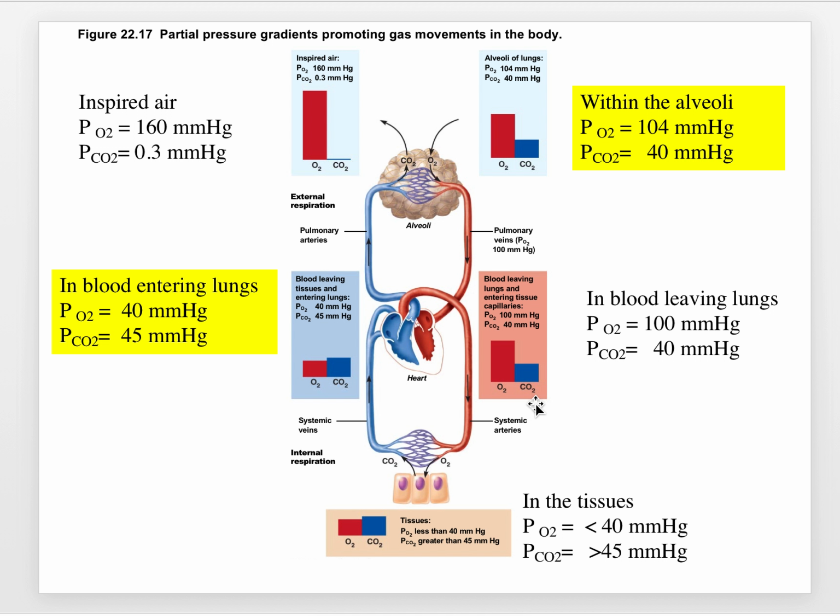Let's apply this to what happens in the body in real life. Let's take the example of when blood comes to the pulmonary circulation. Within the alveoli, remember the alveoli are coming in contact with the capillaries and gases are exchanged. In the airspace of the alveoli, the partial pressure of oxygen is 104 millimeters of mercury. Partial pressure of carbon dioxide is 40 millimeters of mercury. The blood coming into the lungs has a partial pressure of oxygen of 40 millimeters of mercury. Partial pressure of carbon dioxide is 45 millimeters of mercury.